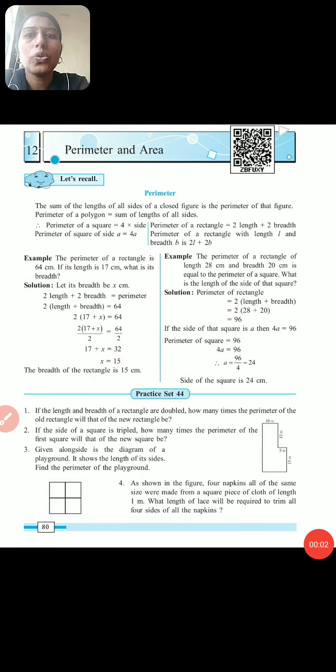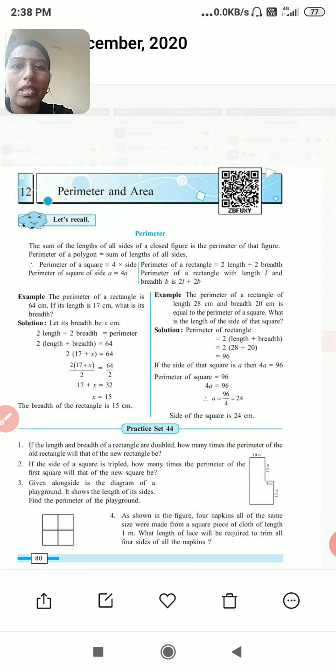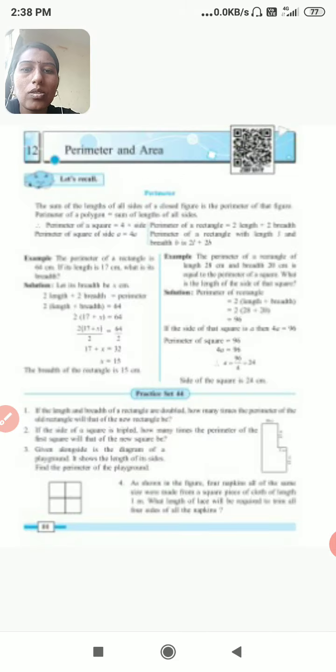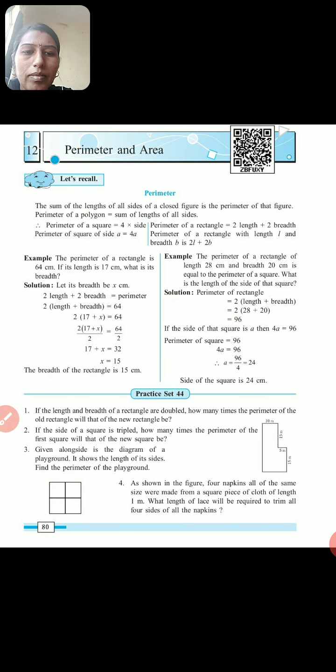Hello students, today we are going to see the next topic, that is perimeter and area. In perimeter we will study... Here we already know what is meant by perimeter. If you are taking polygons and you have to find out the perimeter, what you are doing is taking the sum of the lengths of all sides of that closed figure. That is known as perimeter.